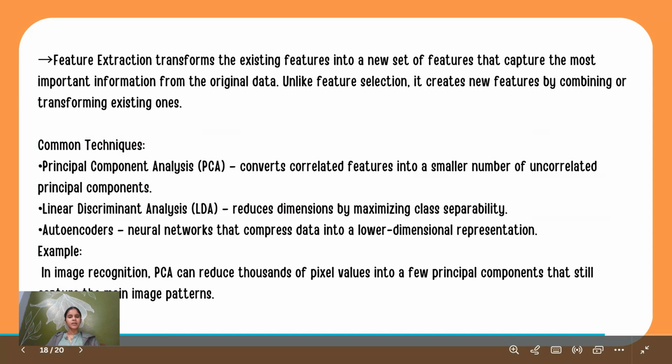In feature extraction, we transform the existing features into a new set of features that captures the most important information from the original data. Unlike feature selection, it creates new features by combining and transforming existing ones. Common techniques: PCA, principal component analysis, converts correlated features into a small number of uncorrelated principal components. Second one is linear discriminant analysis, LDA, and autoencoders, neural networks that compress data into a low dimensional representation. For example, in image recognition, PCA can reduce thousands of pixel values into a few principal components that still capture the main image pattern.